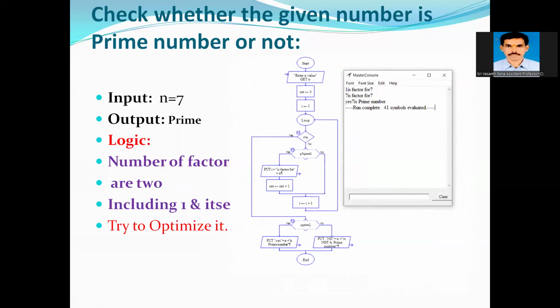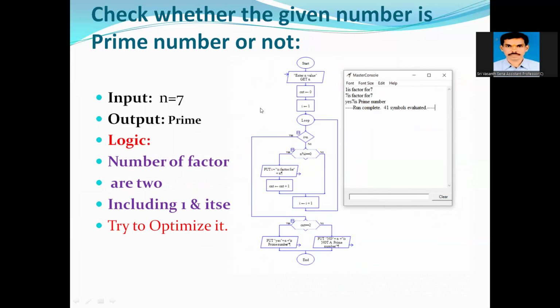Next, check whether the given number is a prime number or not. The prime number logic is very simple: a number which is divisible by 1 and itself. Else we can check that the number of factors is 2, including 1 and itself. So I am taking my n value as 7.